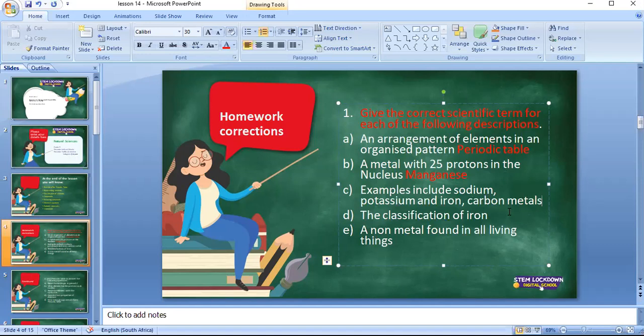Can you see that? Yes. So they are examples of metals. From the periodic table, remember, we classified the metals. So the classification of iron, what can you say about iron? It's a transition metal. Yes, it's a transition metal.